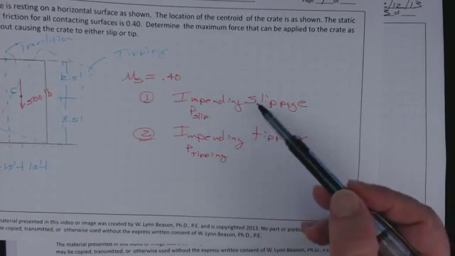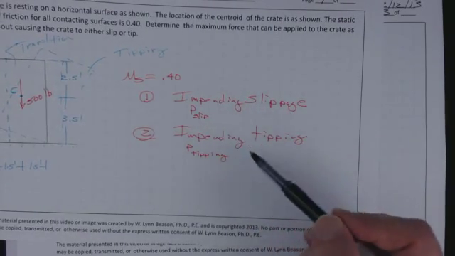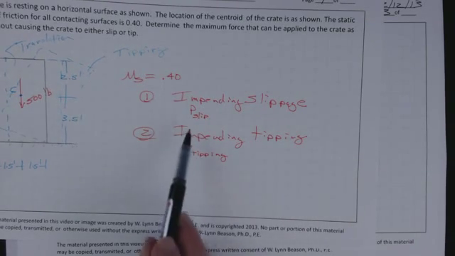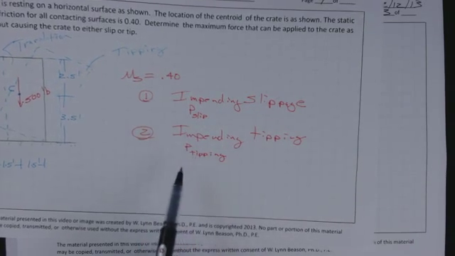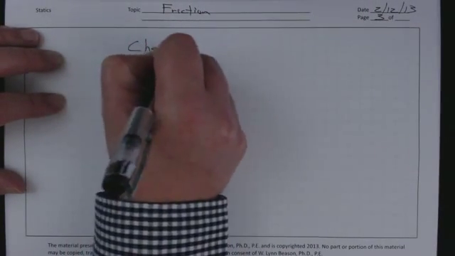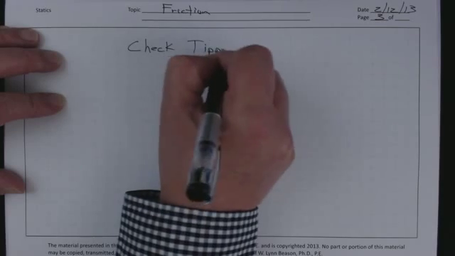So when we started this problem, we said there's two things we have to check. We have to check impending slippage, and then we have to check impending tipping, and then we decide which one of these is smaller, and whichever one is smaller, well, then that's our answer. So now we're going to look at impending tipping. So we're going to check tipping.